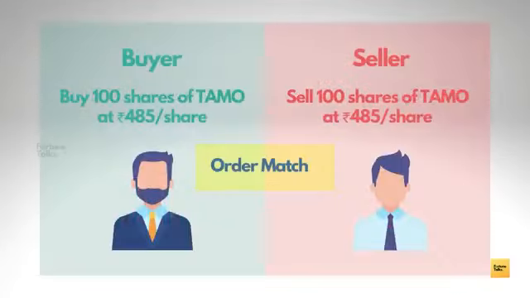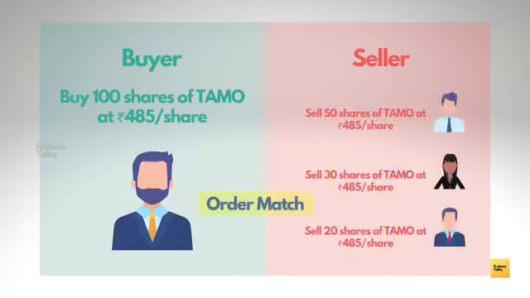For example, you decide to buy 100 shares of Tata Motors at Rs 485. At the same time, I decide to sell 100 shares of Tata Motors at 485. Or it can be different people who want to sell a smaller quantity at the same price, that is 485, which are accumulated together to give you 100 shares. That is, let's say one of them has 50 shares, the other one has 30 shares, and the third person has 20 shares to sell at the same price of Rs 485, which will be matched with the buyer.